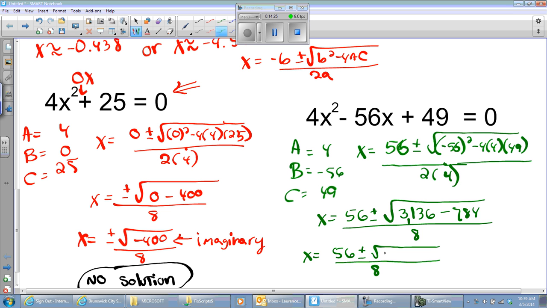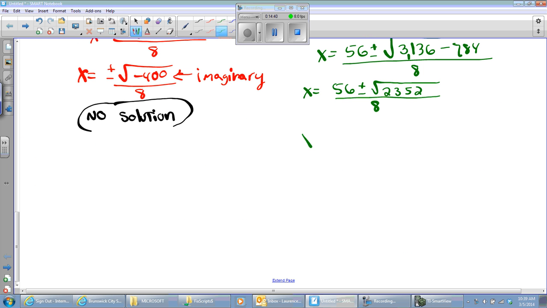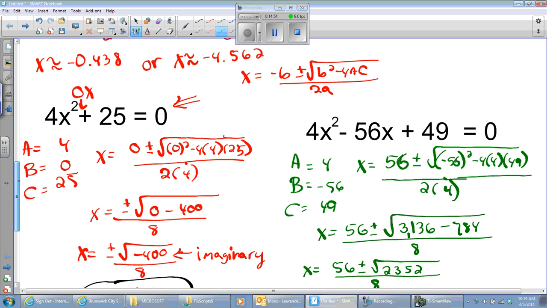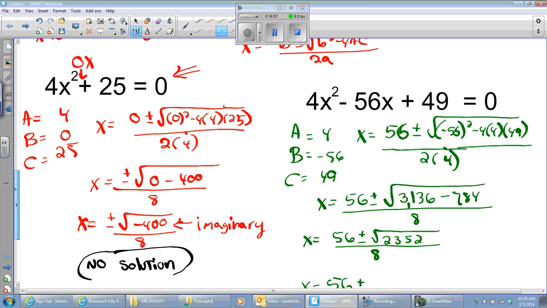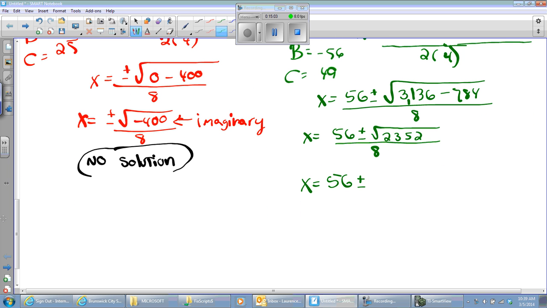So I need 3,136 minus 784. And so I'm going to get 2,352. And from there we go, x equals 56 plus or minus, and I'm going to take the square root of that, 2,352. Uh-oh, something's bothering me here. It's not coming out nice. I wonder if I have a silly mistake. Oh, I guess I don't. 14, 28. Yeah, I do have a mistake, but that's okay. I can still do it. I wanted it to come out pretty. It's not going to, but that's all right.